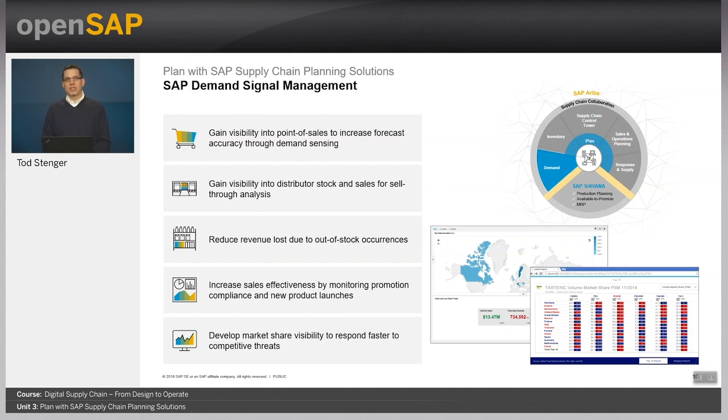The downstream demand signals from Demand Signal Management can also be utilized to optimize promotions so that target revenues can be achieved and any deviations can be monitored and addressed in a timely manner.